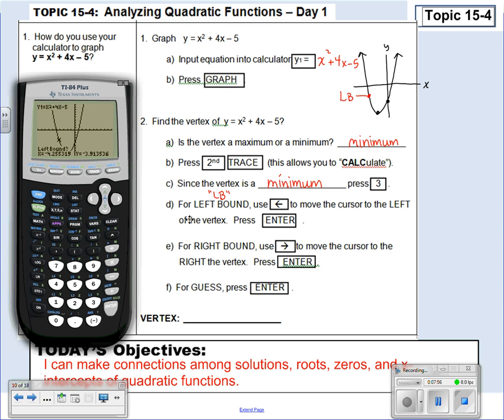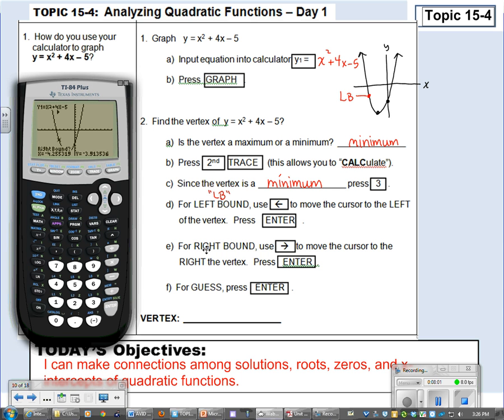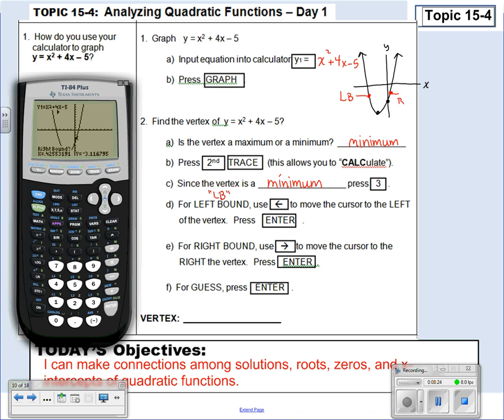Once I am to the left of that, D says after I move it, press enter. Let's press enter. Now it's asking for the right bound. Well, I need to be on the right side of the vertex. That's the important part, of the vertex. So I'm going to move my cursor until I am to the right of that vertex. I need to be somewhere on the right side of the parabola. So I'm going to keep going until I see it. And sure enough, I see it there. And so I'm going to mark on my graph this point over here to be my right bound. And I'm going to put an RB down here so I know on my little sketch. That's why I chose a point over there.